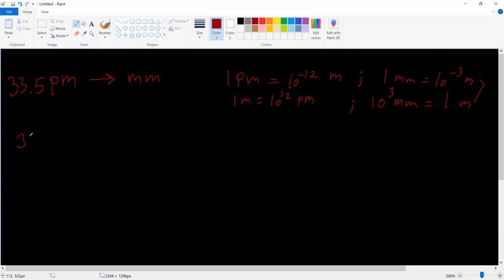So let's go ahead and plug this in real quick then. We know that we have 33.5 picometers. To get rid of picometers, let's do the easier version of 1 picometer for every 10 to the negative 12 meters. And if we want to cancel out meters, let's go ahead and use this version right here. We have 1 meter for every 10 to the third millimeters.